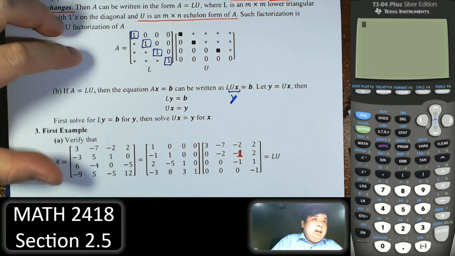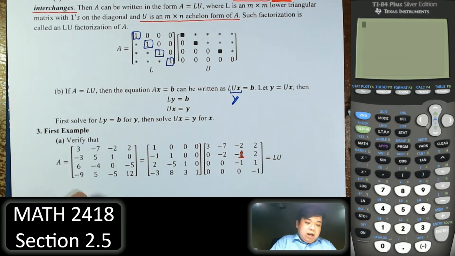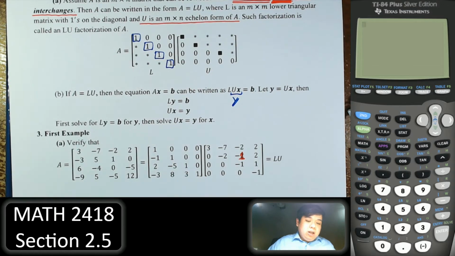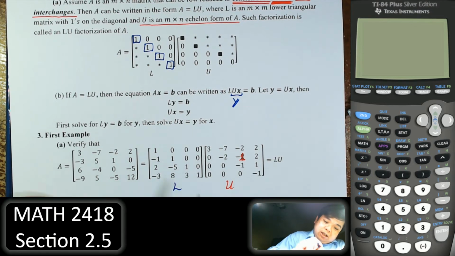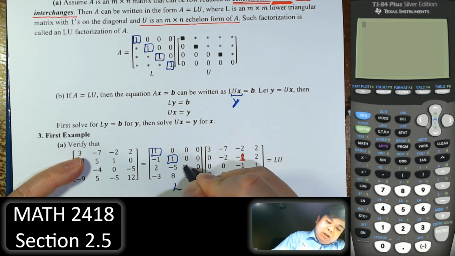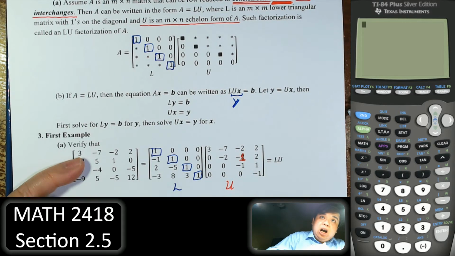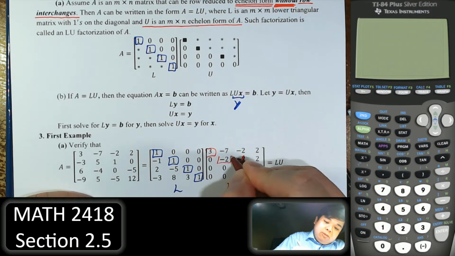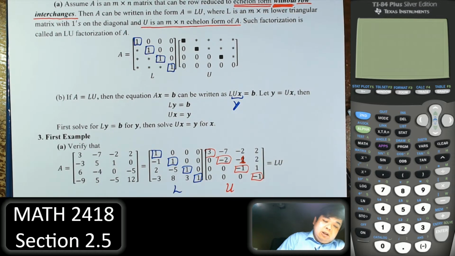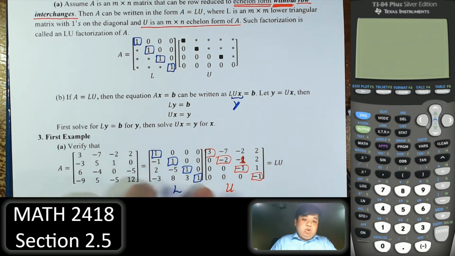So first example: verify that this matrix can be decomposed into these two matrices. Once again, we have the matrix L and the matrix U. This is the lower triangular matrix, because above the diagonal is 0, below it could be anything, and on the diagonal it's going to be 1. So that is the L matrix in this case. And U is indeed the echelon form of A. Of course, we're asked to verify that, so all we do is multiply these two together.